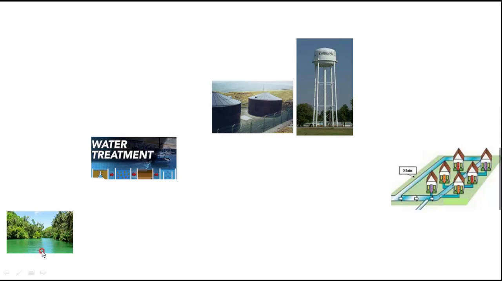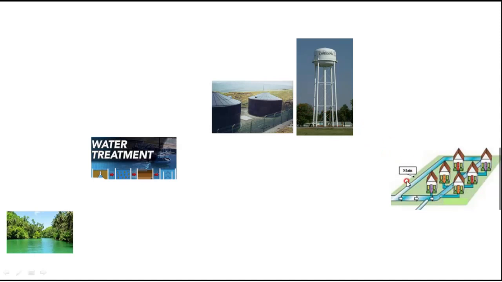Next, see here, your source is at the lower elevation and the water treatment plant is at the higher elevation, and a pump is required from here to here. Then from the treatment plant to the reservoir, again a pump is required from here to here. Then from here to here you don't require any pump. Why? Because this is at the higher elevation and you can supply it.